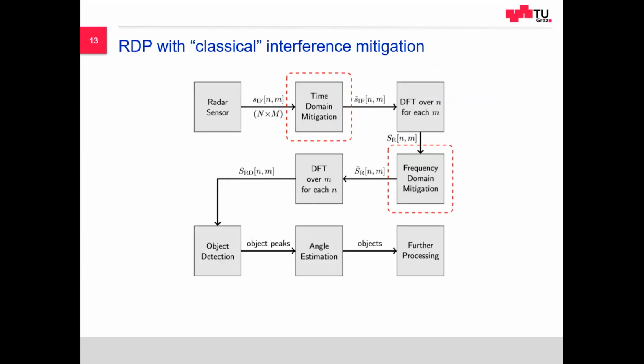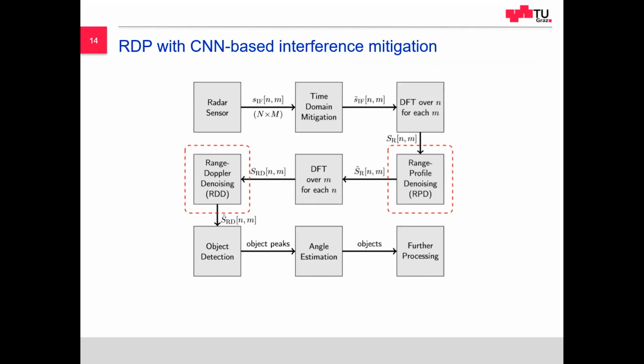Classical interference mitigation can be applied either to the time domain or to the frequency domain signal after the first DFT. While CNN-based interference mitigation is typically performed after the first DFT or the second DFT on the range Doppler map, which is what we will be doing, because in our case, this simply performs best.